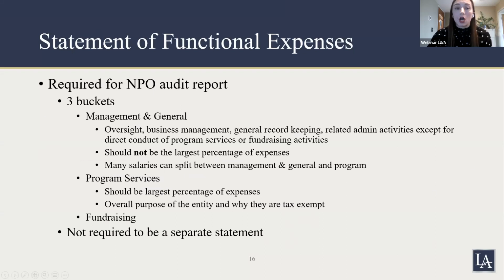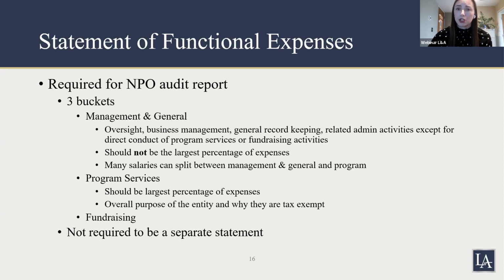The next piece I wanted to talk about was the statement of functional expenses. It's a very important piece of the tax return and of the audit report. Essentially, there are 3 buckets that all expenses should be allocated to: management and general, program services, and fundraising. Management and general would include oversight, business management, general record keeping, really anything that's not directly related to the conduct of program services or fundraising activities. Program services and fundraising activities are pretty easy to drop expenses into and understand what that means. But management and general can get a little tricky.